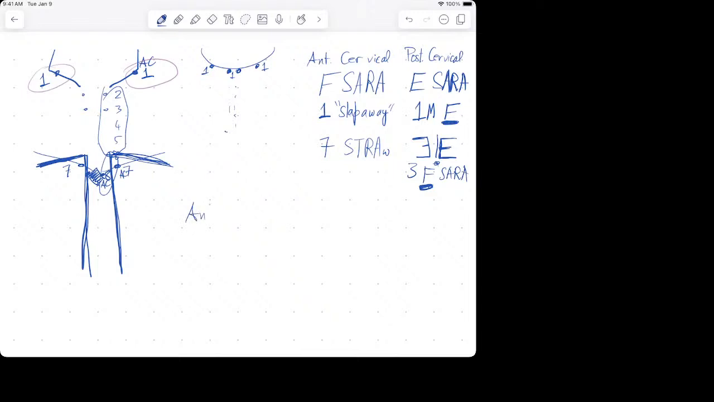So for anterior cervical, I remember one slap away, 7 straw, and F Sarah.